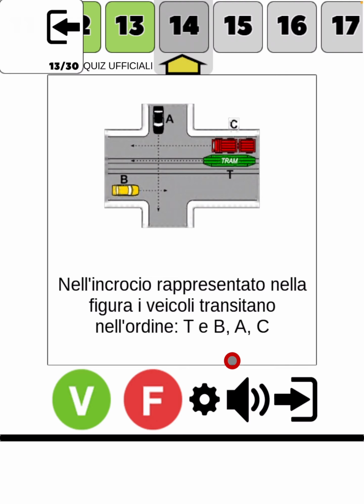At the intersection represented in the figure, the vehicles pass in the order T, B, A, C. Now, T has precedence over every car. There is no sign of precedence here. If there is no sign, first of all, T will pass. After T passes, B will pass. This one has precedence over these two cars. After B, A will pass. After A, C will pass. The question is vero.